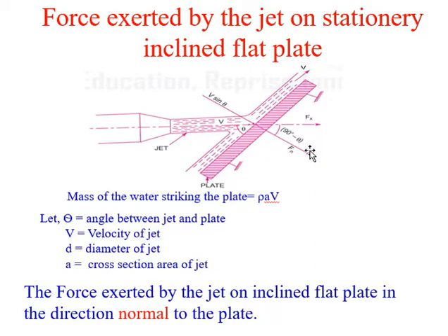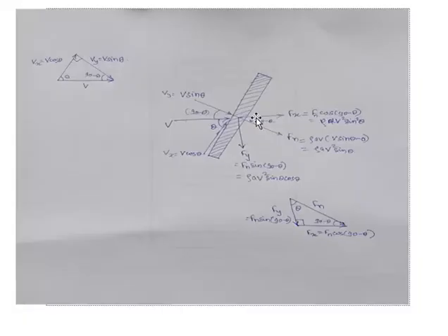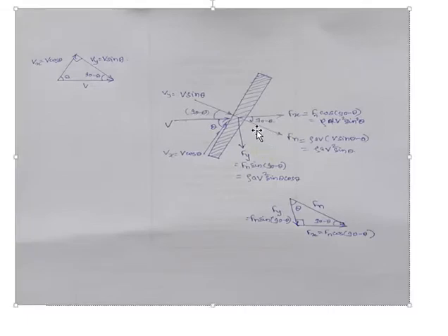This Fn force is resolved into two components, Fx and Fy, and this is the angle 90 minus theta. See this figure. In this figure, Fn is resolved into two components, Fx and Fy. This angle is theta and this angle is 90 minus theta. Therefore, Fx is equal to Fn into cos(90 minus theta), where this is the x direction and this is the y direction, and Fy is equal to Fn into sin(90 minus theta).